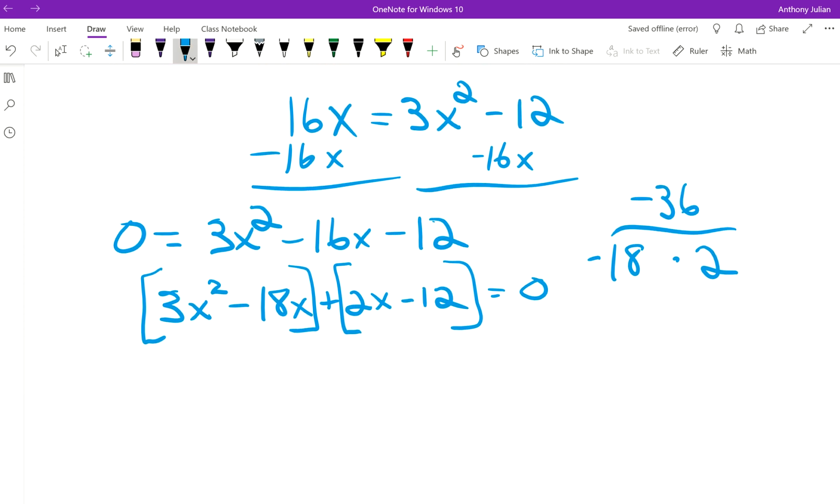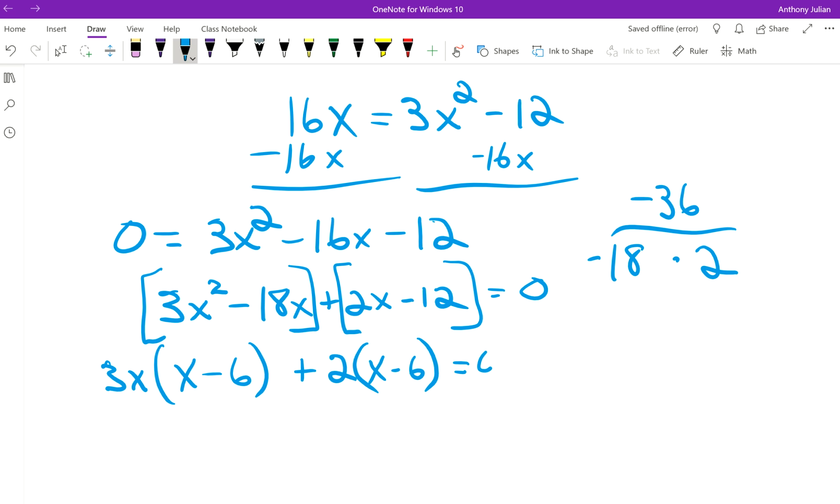And when we do, I'm going to factor out the left binomial by taking out a 3x. And what's left over is x minus 6. Bring down my plus sign. The right binomial, I can take out a 2. And what's left is x minus 6. Always the same thing as the first one. Equal to 0, of course.